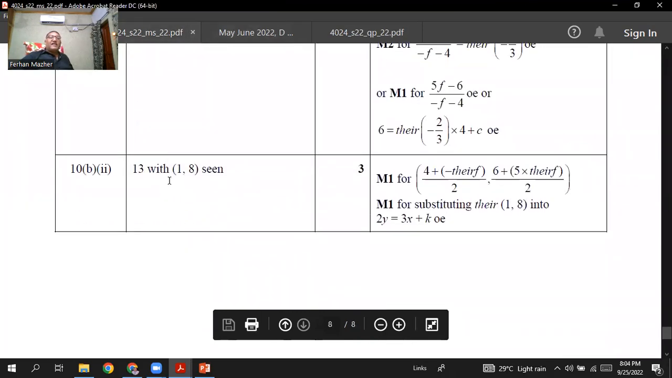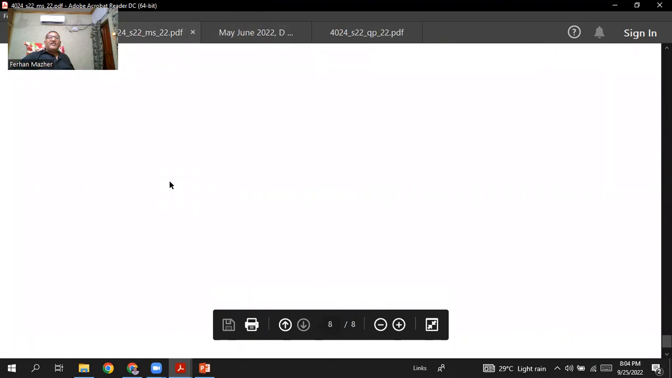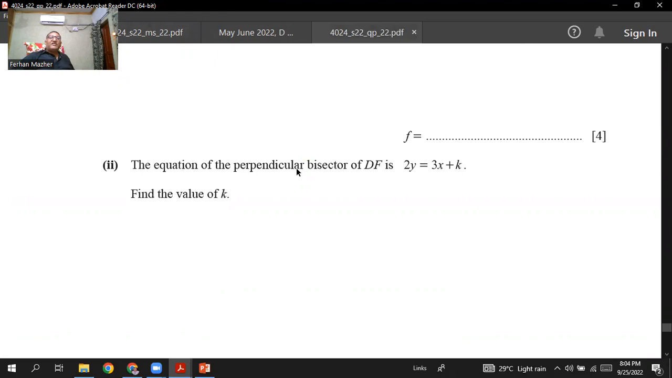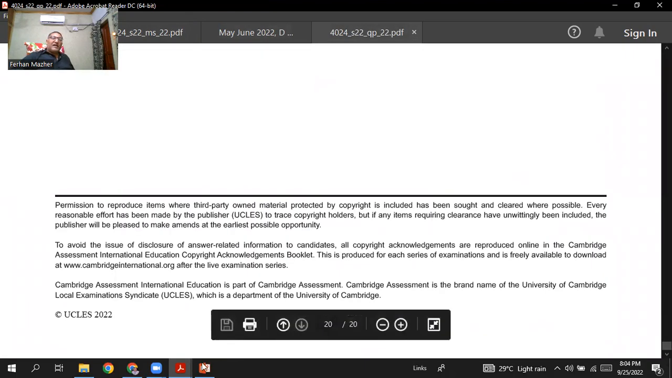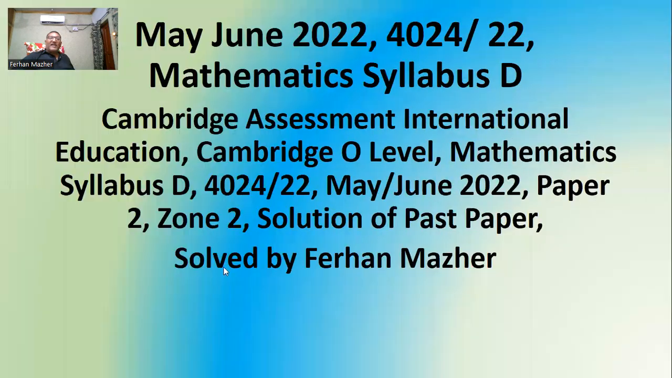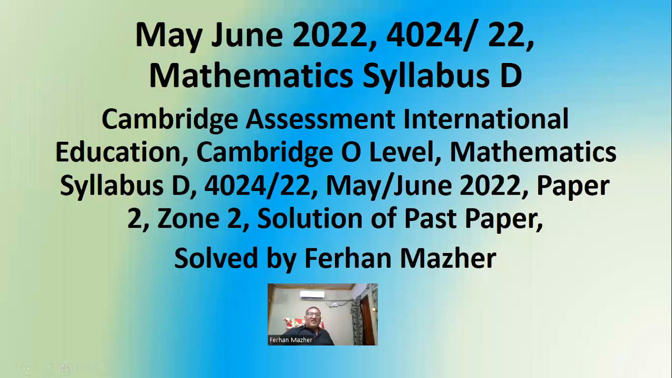Let's check. The k value is 13. So we have reached the end of this paper. My dear students, today we have done the May-June 2022 4024 Paper 2. This paper 2 was from Zone 2, and this is the latest paper right now till today. And we have completed this paper.